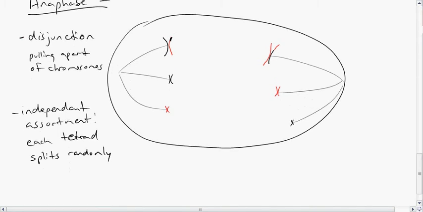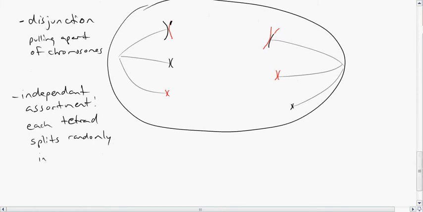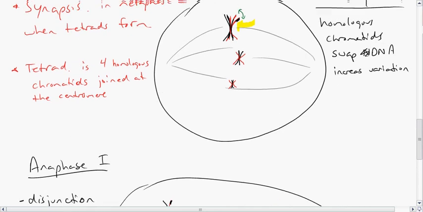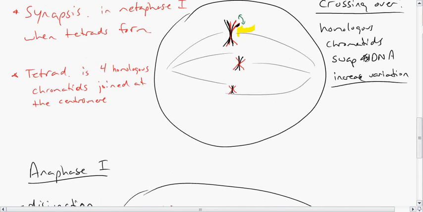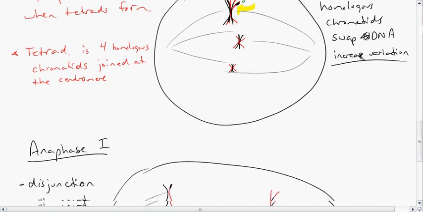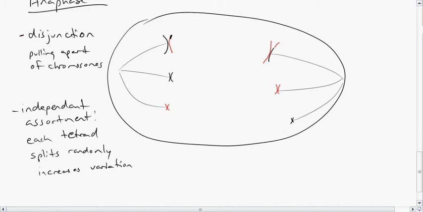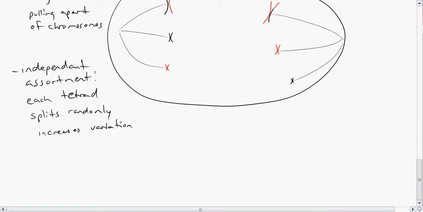Okay, so each tetrad splits randomly, and this is going to increase variation. This is how we wound up with the red and black here, and then black and red, and then red and black. That's how we did that. And so this is going to increase variation, just like our crossing over increases variation. Okay, now a third and interesting thing can happen here, and that is called non-disjunction.